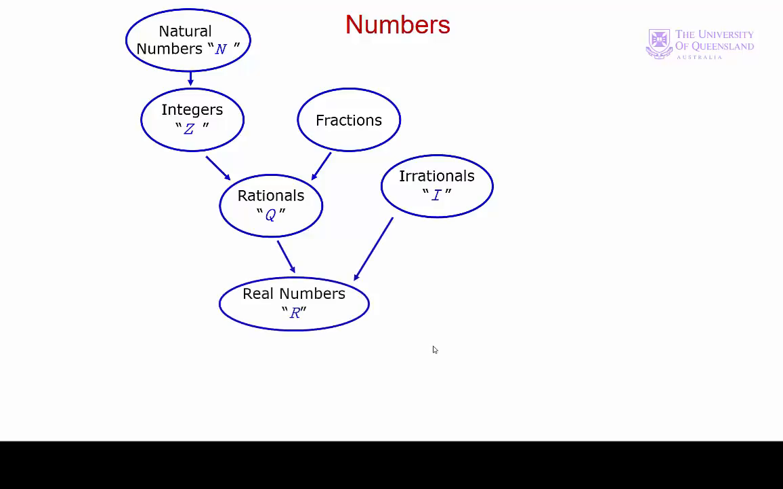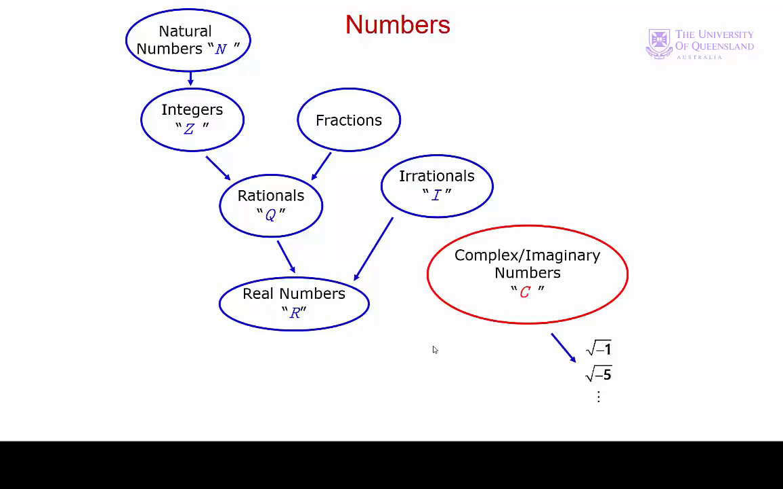Around the 16th century, complex numbers were discovered. These are numbers that involve the square root of -1. In economics, we'll stick to real numbers. The following slides go through these types of numbers in a little bit more detail.